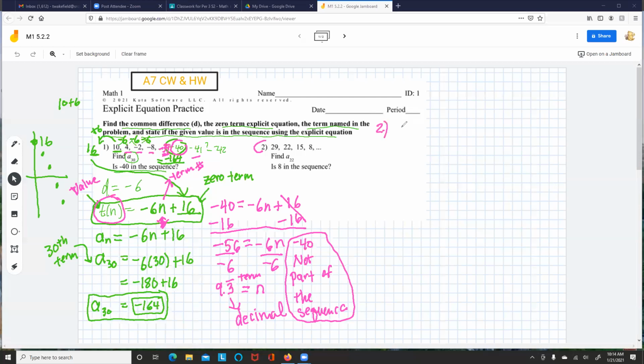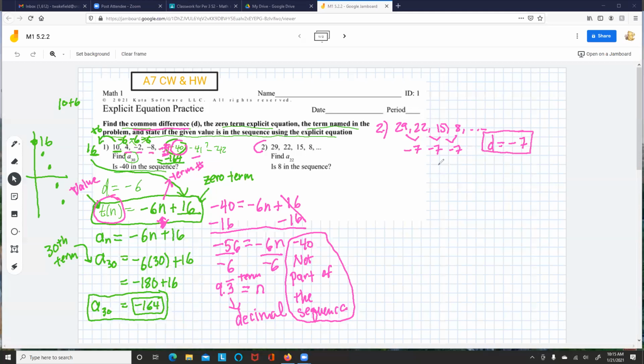Number two, we have 29, 22, 15, 8, dot, dot, dot. Okay, what's happening to these numbers? Subtracting 7. Okay, we're minusing 7 every time. So our common difference, our D, is negative 7, because it asks you to name the common difference. So our D is negative 7.